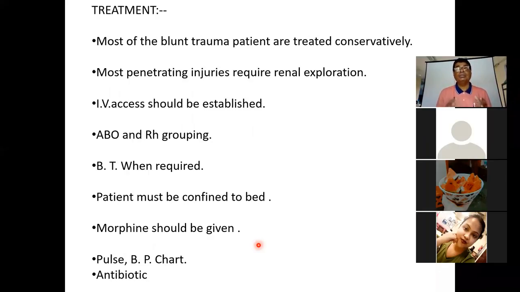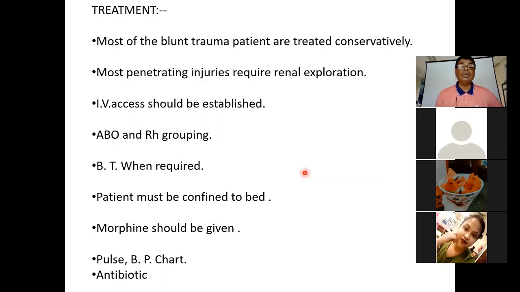Most of the renal trauma patients are coming following blunt trauma, and I have mentioned that most of the blunt trauma cases are minor injuries. Only 5 to 10% are major injuries. So most of these patients will be treated conservatively. But remember, as I mentioned, 70% of the penetrating injuries are major injuries. We will go for investigation and may require exploration. Most penetrating injuries may require renal exploration.